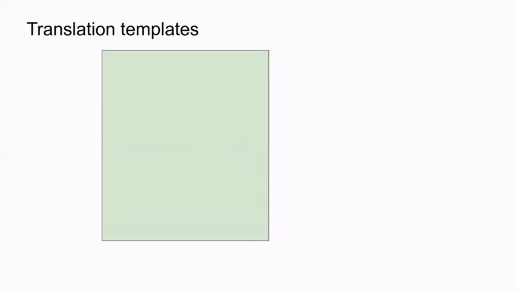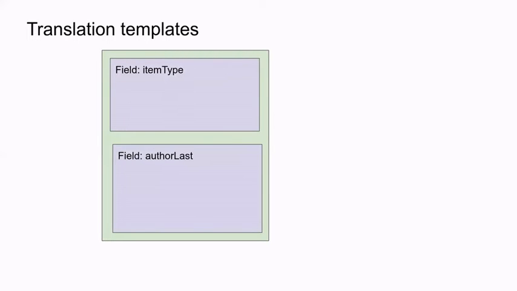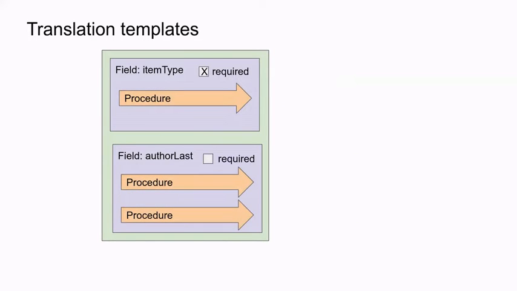So I said before that we had one or more translation templates inside each domain. Let's see how these templates are structured. Within each template, we have a series of fields, a series of template fields. And we have different kinds of fields. So for example, we have an item type field, we have an author last field, and many other fields, all of which are described in detail in the guidelines that I showed at the beginning. These fields can be either required or not required. I'm going to go back to this in just a minute. And inside each field, we can have one or more translation procedures. I'm going to explain this in a minute. Just bear with me for a second.